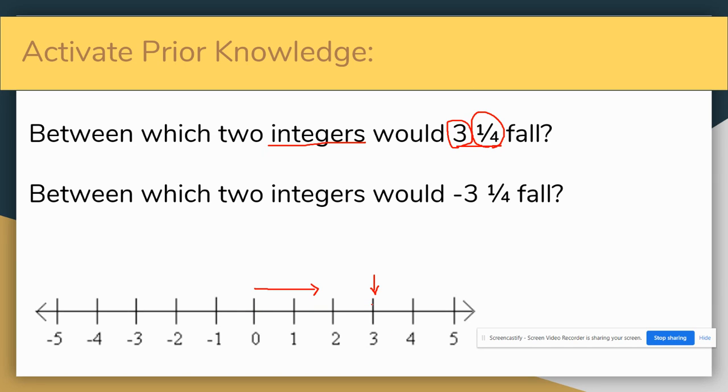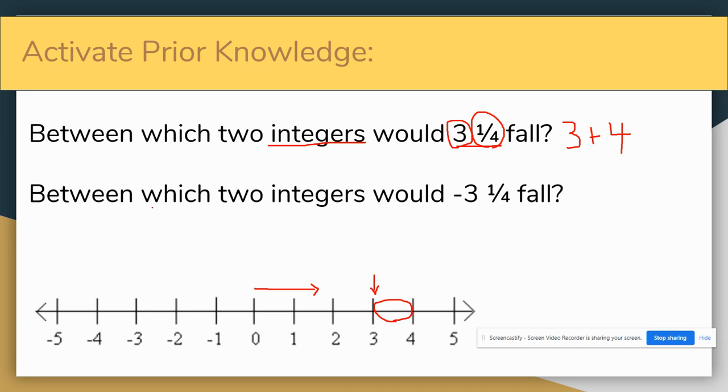So I know 3 and 1/4 is more than 3. It's further away from 0. So it's going to be right in between this section right here, which is the whole numbers 3 and 4. Okay, next question kind of relates to the first question.